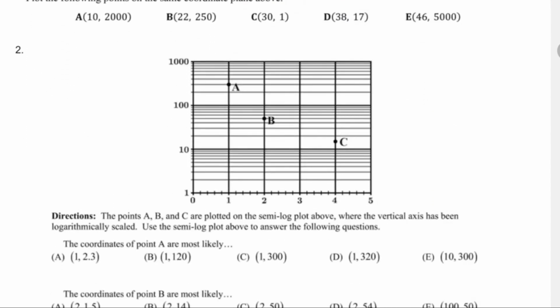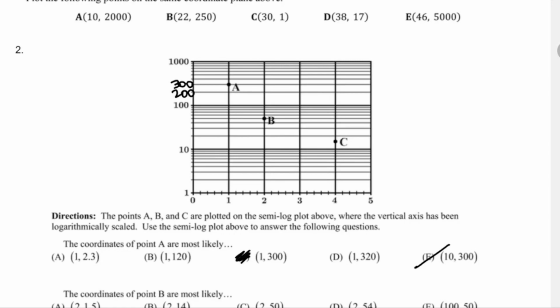Okay, we've got points A, B, and C plotted on the semi-log plot where the vertical axis has been logarithmically scaled. We're going to answer the following questions. All right, coordinates of point A. Well, x is definitely 1, so that will help me eliminate one of the answer choices, right? E is out. Okay, the y coordinate of A, 100, 200 is going to be 300, so it should be 1 and 300, yeah.